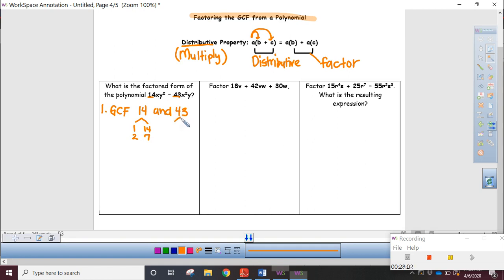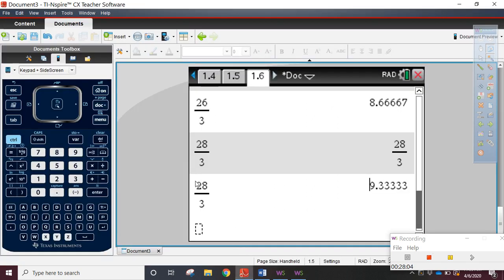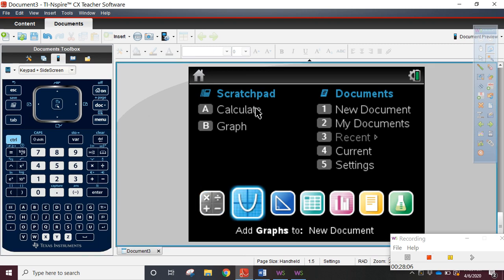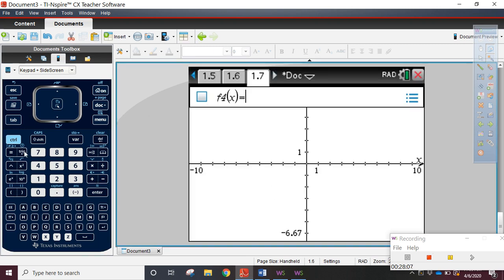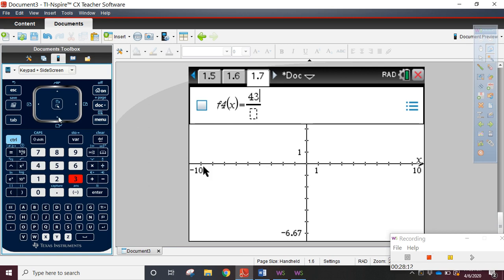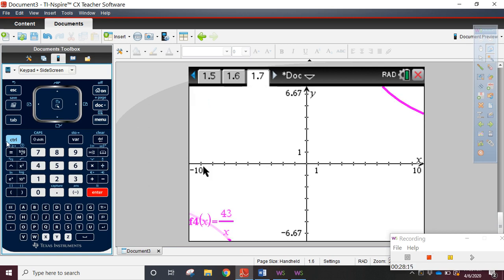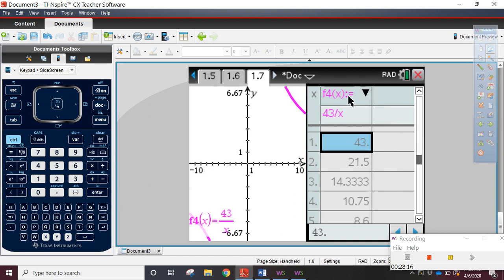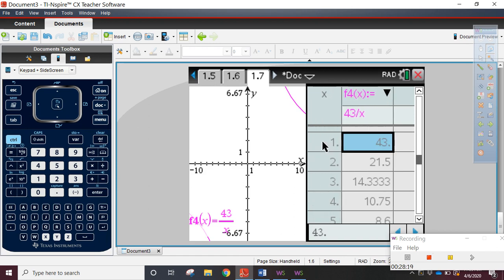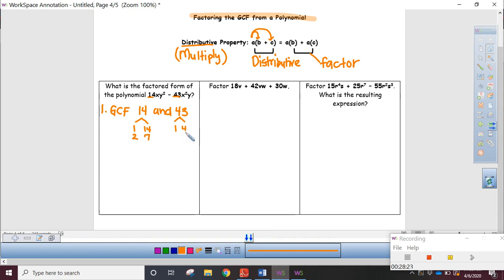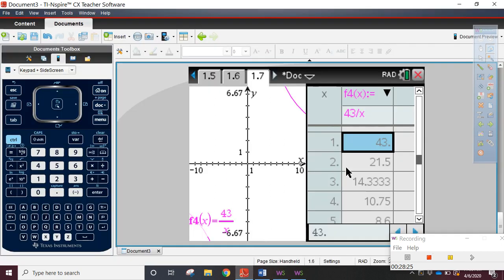Now we can find the factors of 43. Again, if you don't know the factors of 43, you can head over to your calculator or any other resource you're using to help you find them. Do 43 divided by x, go onto your table, and let's see the factors that we have here. So we have 1 and 43. Let's write those down, 1 and 43. Now we can keep going.